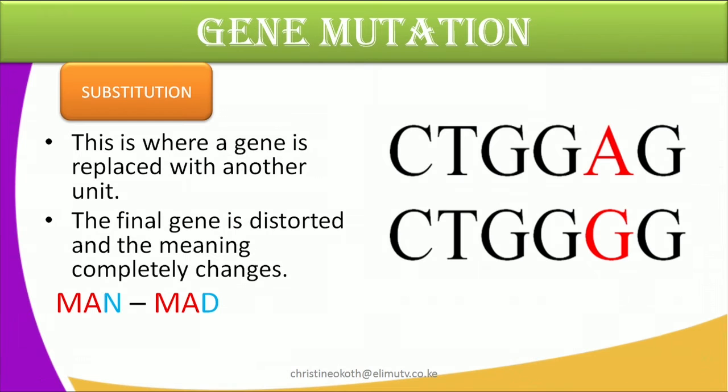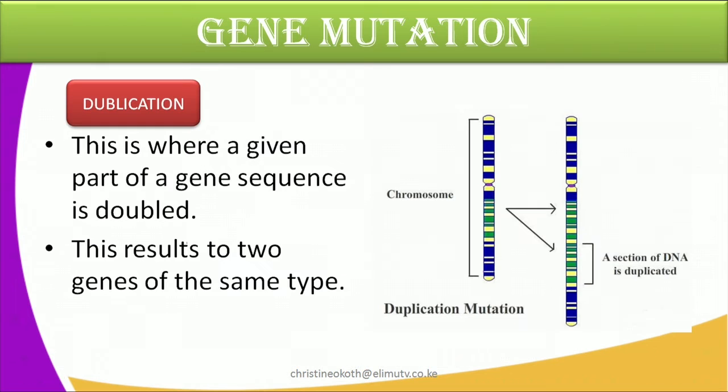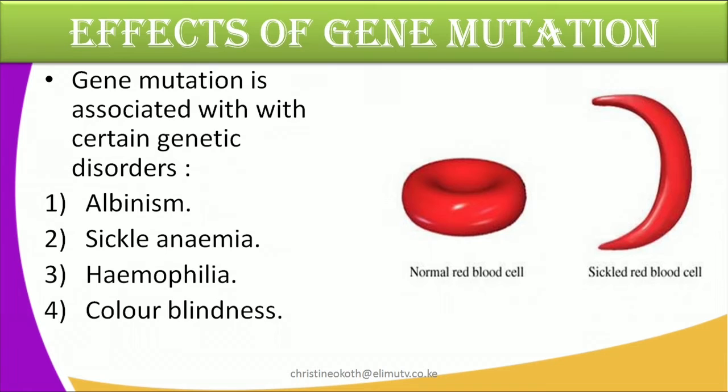Another type is duplication of a gene sequence. So we have different types of gene mutation. Number 1, we have albinism. We have sickle cell anemia. We have haemophilia, and we have color blindness. We're going to look at each of them and define them. Some of these we have discussed in the previous lesson, for example haemophilia and color blindness, when we were talking about the genes which are linked to the chromosomes.